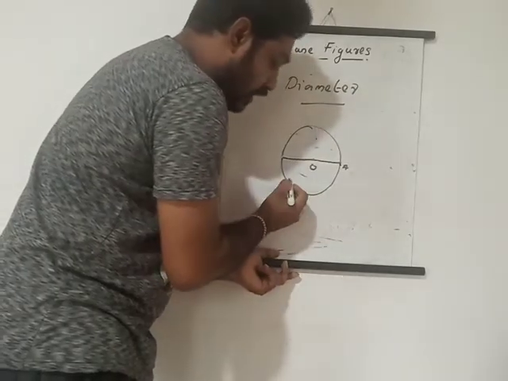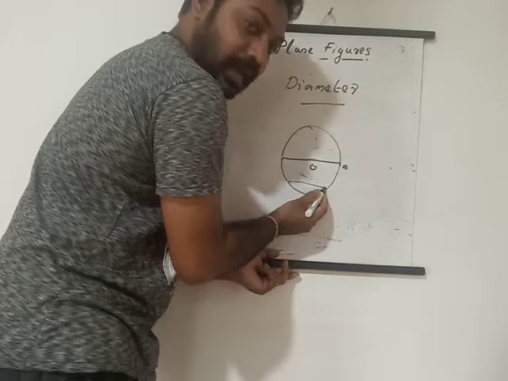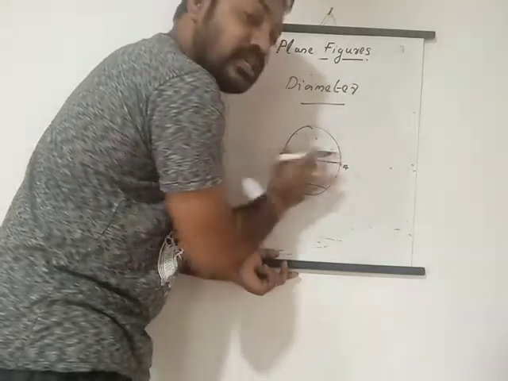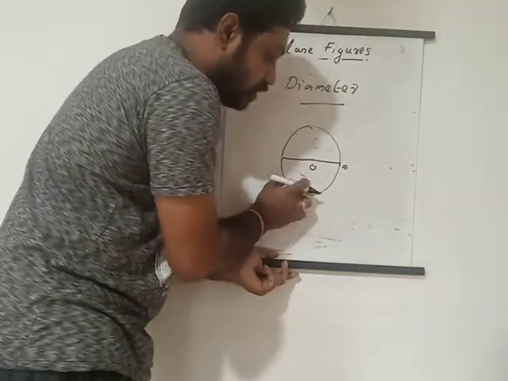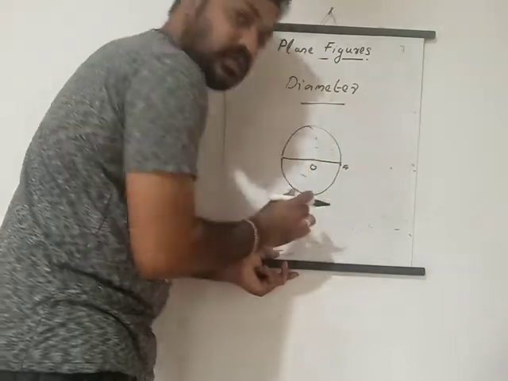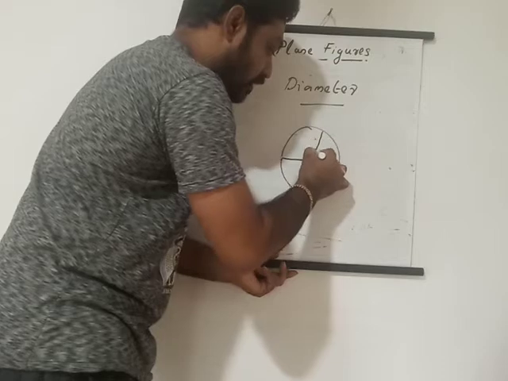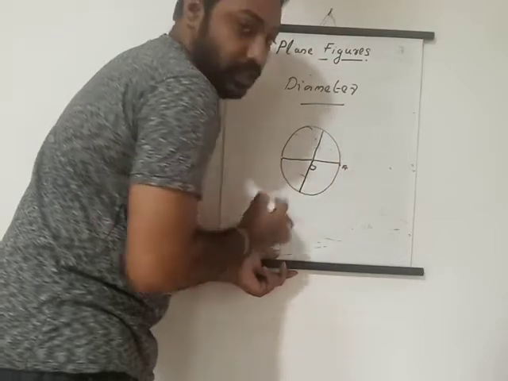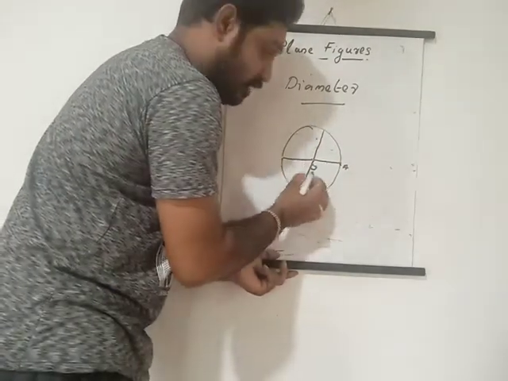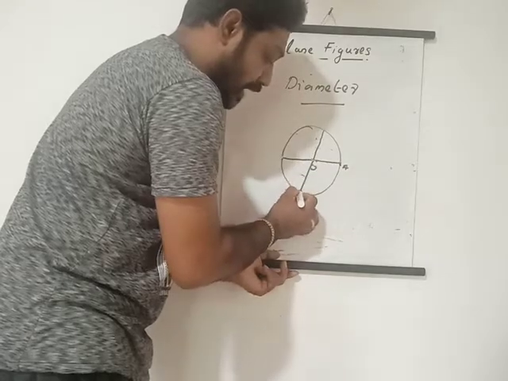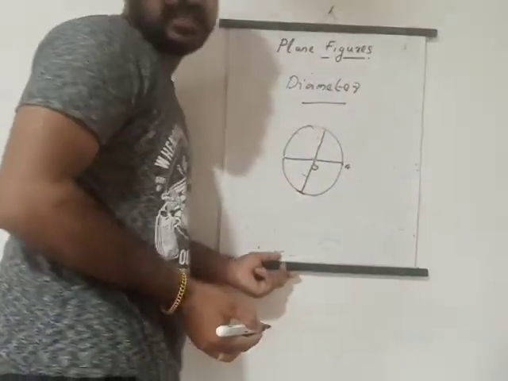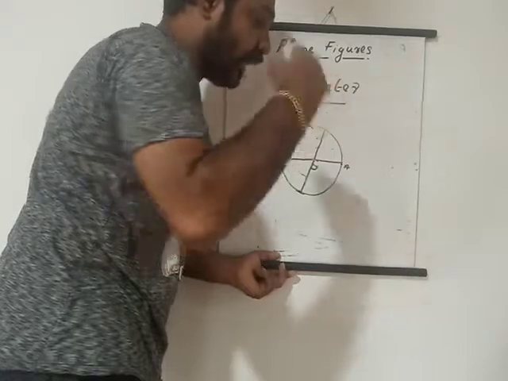So this is not the radius or diameter. Why? Because it is not passing through the center of the circle. It has to pass through the center of the circle. Then only it can be called a diameter. This is diameter. Radius means from here to here. Diameter means double of the radius, 2 times the radius.